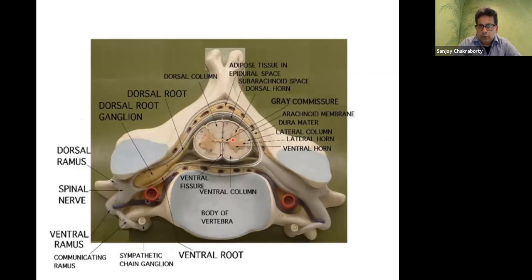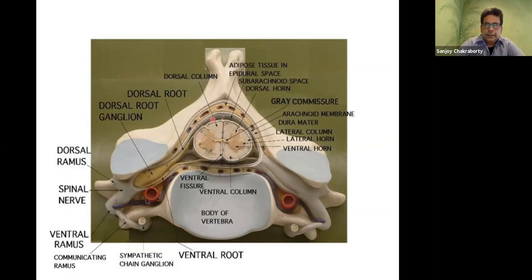The horns are divided into three areas: posterior horn, lateral horn, and ventral horn. The connection on the two sides, that dot is the central canal. The connections on the two sides are the gray commissure. And this is a white column. So this is the ventral white column. That is the dorsal white column or posterior white column right here. And on the side, this is the lateral white column. Okay.